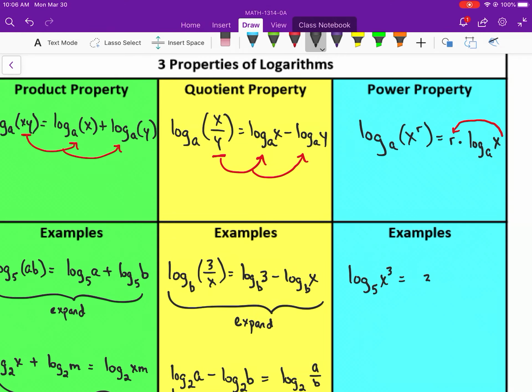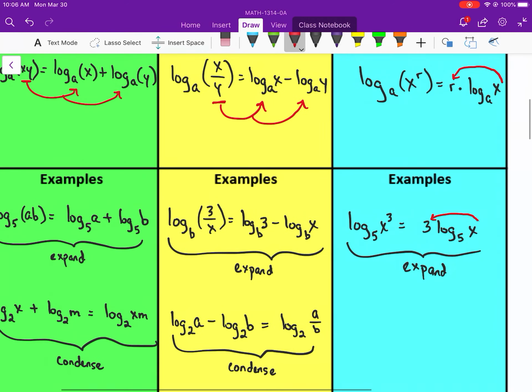All right, so expanding log base 5 of X cubed equals 3 times log base 5 of X. This would be considered expanding. Now this one looks a little bit different than the expanding to the left because we actually had to write log more than once. Now there's no need to write the log more than once because all we're doing is moving that exponent that was here to here. So we're not adding any operation. We're not adding an addition sign or subtraction sign, so no need to write the log more than once. Okay, but that is considered expanding.